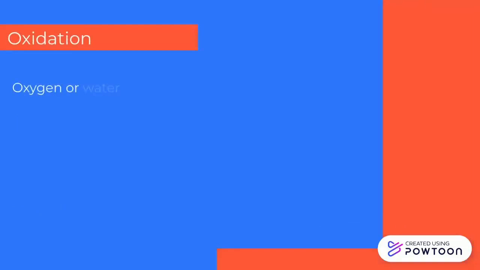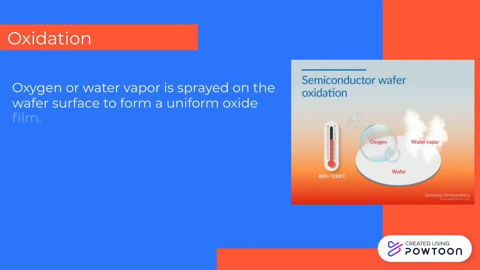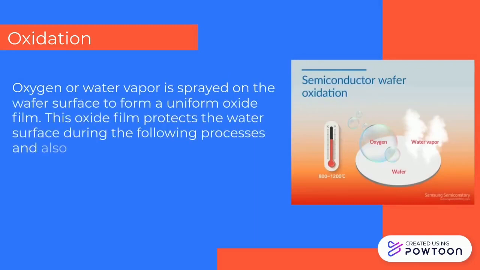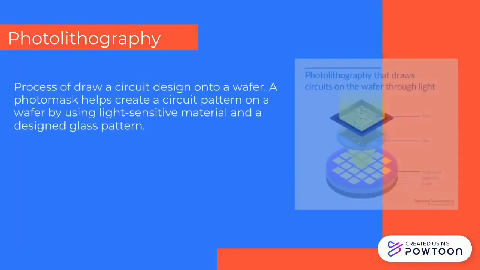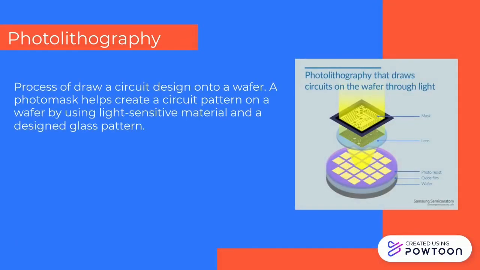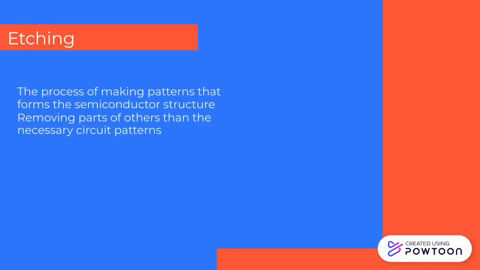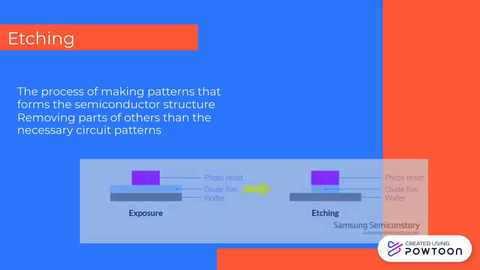Oxidation is where oxygen or water vapor is sprayed on a wafer surface to form a uniform oxide film. This oxide film protects the wafer surface during following processes, blocks current leakage between the circuits, and acts as a strong protective shield. Photolithography is the process of drawing a circuit design onto a wafer. A photomask helps create a circuit pattern on a wafer by using light-sensitive material and a design glass pattern. Etching is the process of making patterns that form the semiconductor structure by removing parts other than the necessary circuit patterns.